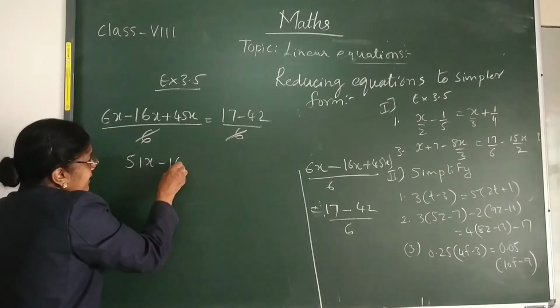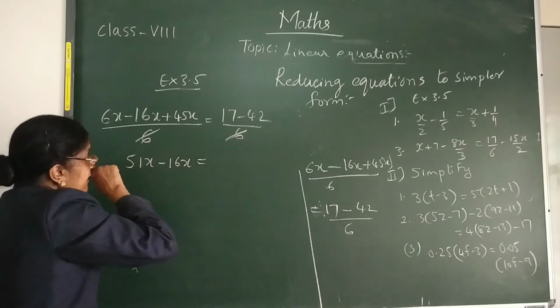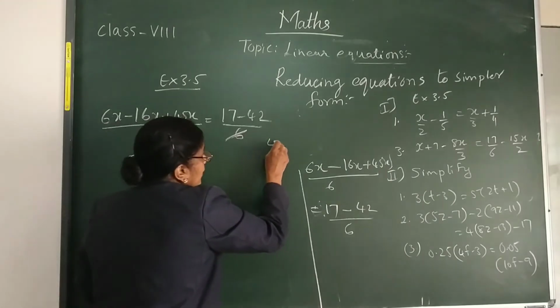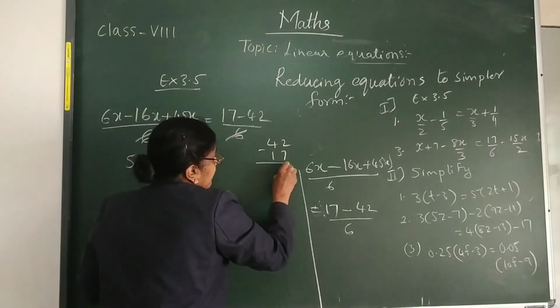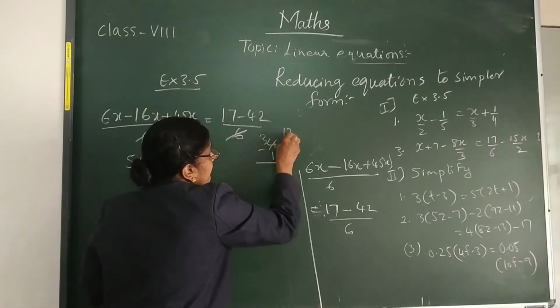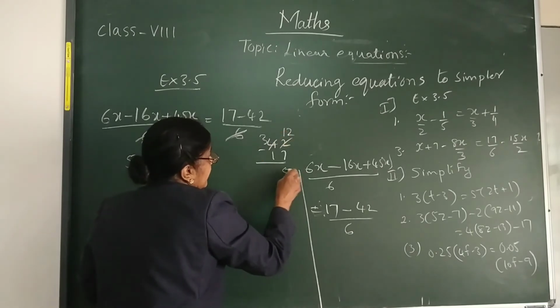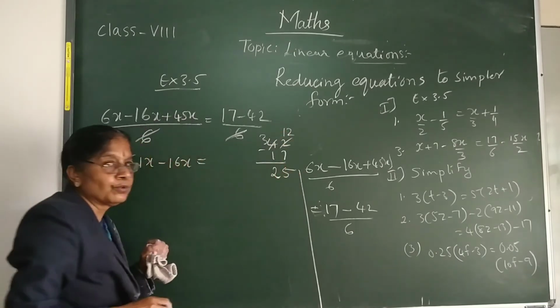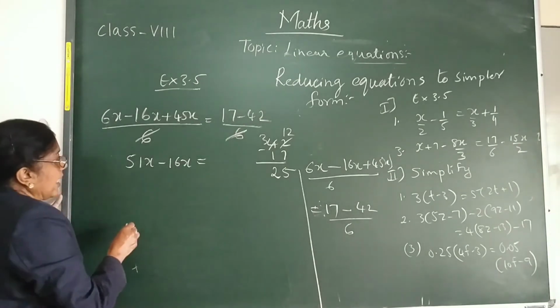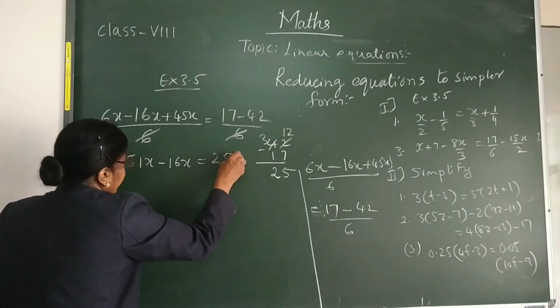51x minus 16x is equal to 17 minus 42. Let us subtract 17 minus 42. Here it will become 12. 12 minus 7 is 5. 3 minus 1 is 2. So how much did you get? 25 is equal to 25.